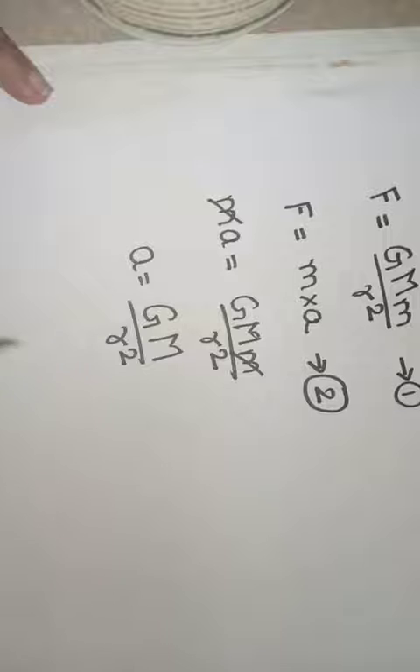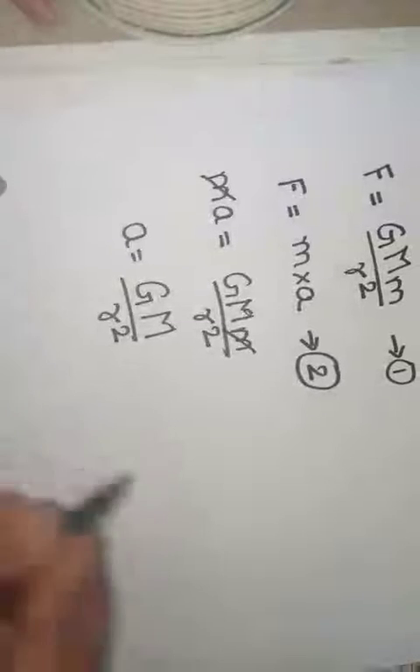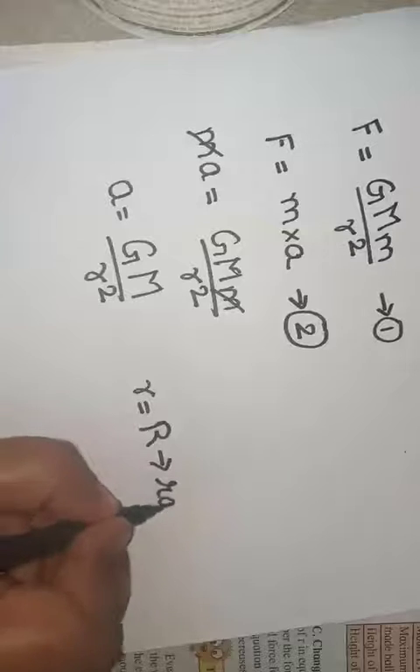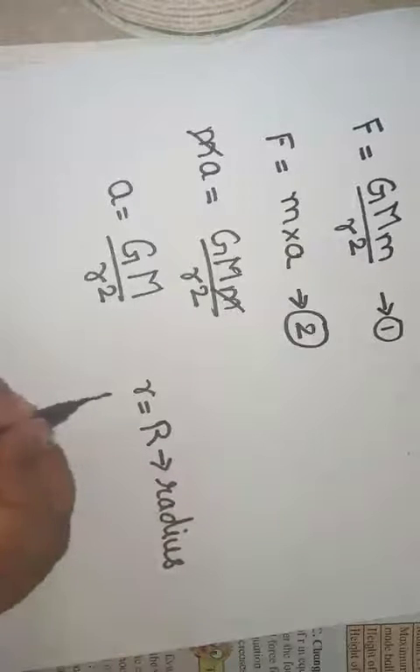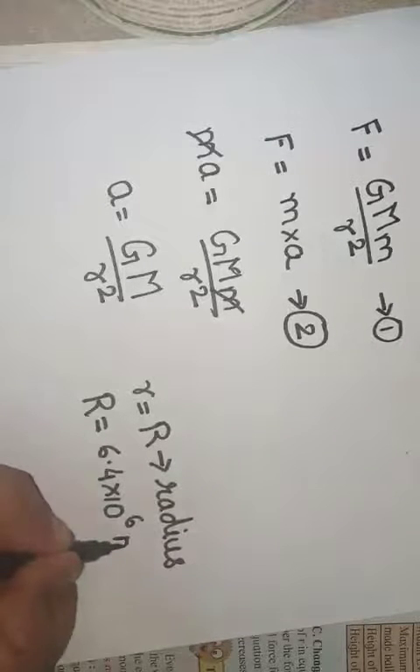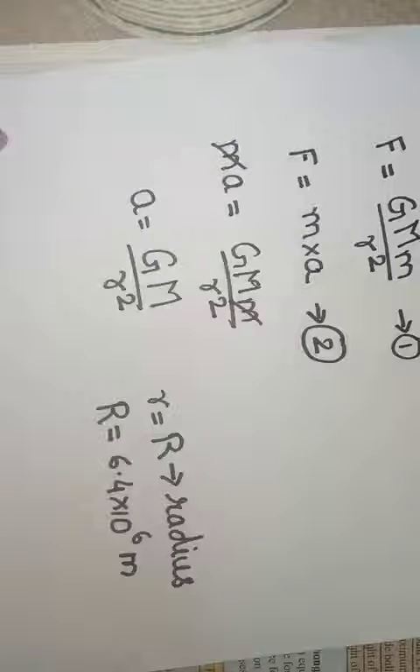Here r is the distance of the object from the center of the earth, and capital R is the radius of the earth. For an object on the surface, r is equivalent to capital R. The value of capital R is 6.4 into 10 raised to 6 meters. As R is very large, for any object on the surface of the earth or very close to the earth, its distance is written as capital R.